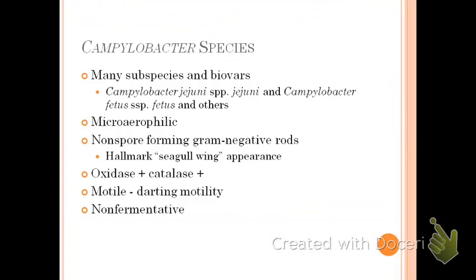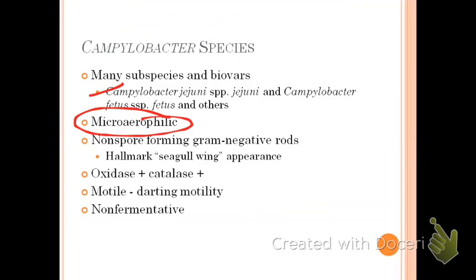There are many species of Campylobacter. Among those that are noteworthy to mention are Campylobacter jejuni, subspecies jejuni, Campylobacter fetus, and others. These organisms are microaerophilic, which means that they only need a small amount of oxygen to grow.